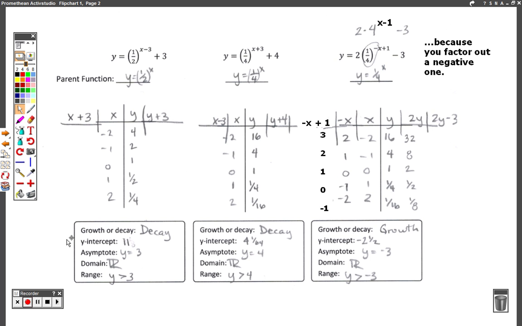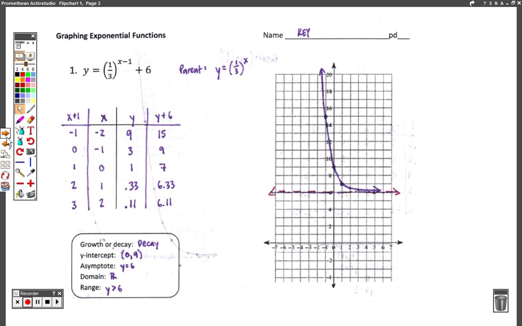Alright, so if you want to check those answers, go ahead and hit pause. Here's the graph, the first graph. Go ahead and check your answers. I'm going to continue on, so hit pause if you want to stay here.